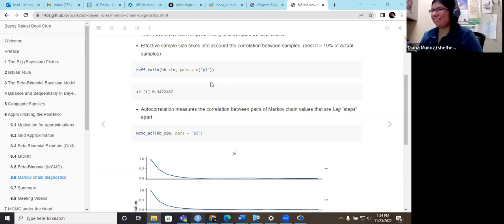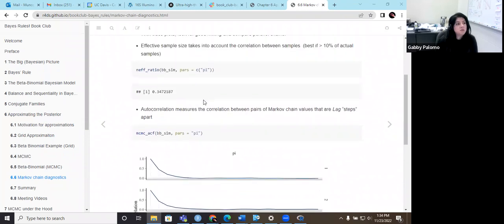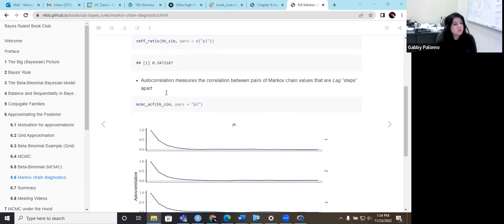And then the ratio, so I suppose the ratio is from 0 to 1. The larger, the better. Okay, and then autocorrelation.